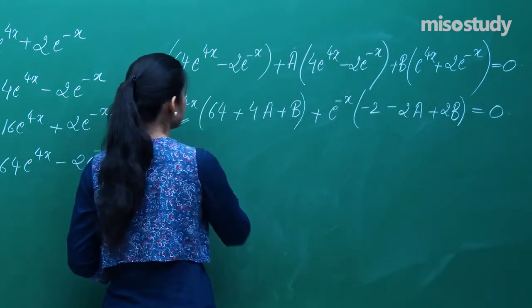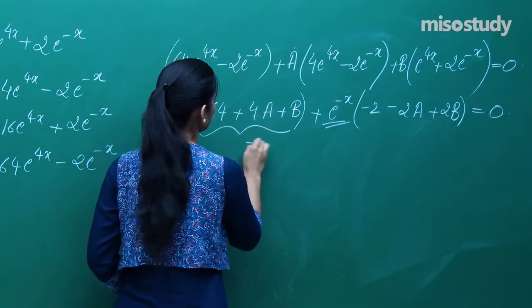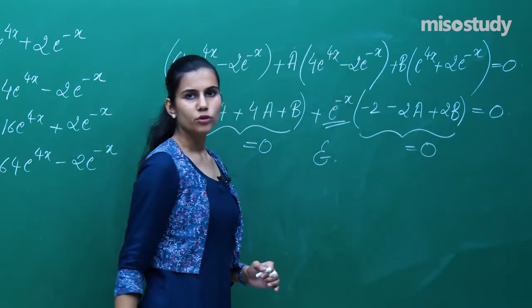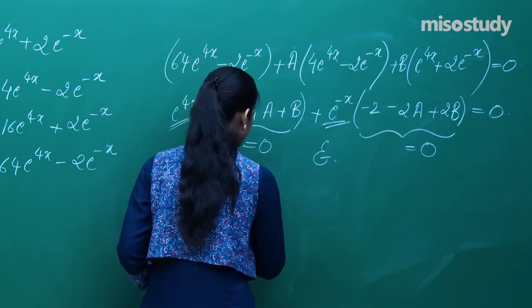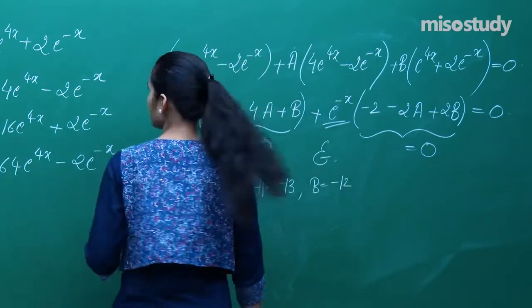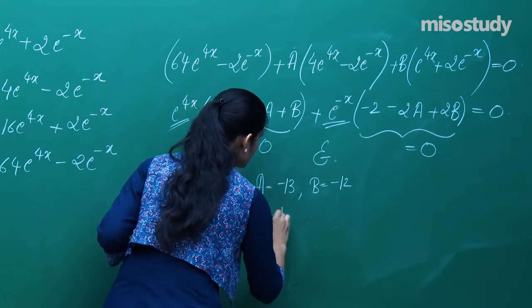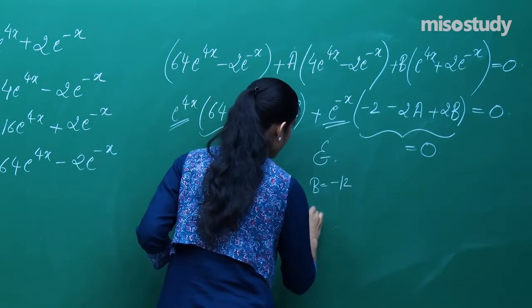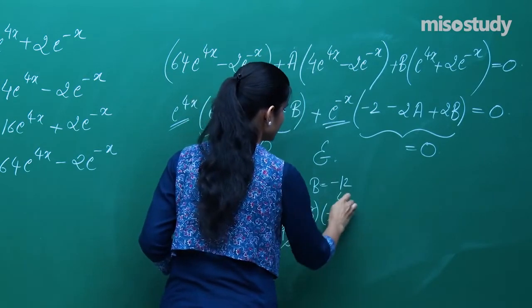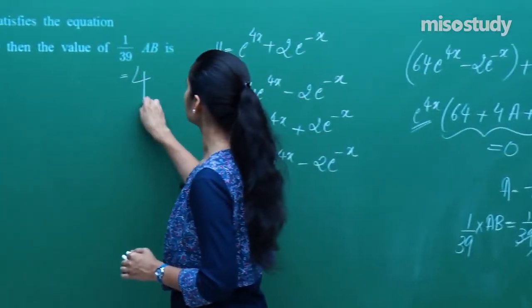Now you know that this is never 0, this is never 0, it's always positive. So for this sum to come out to be 0, this has to be equal to 0 and this has to be equal to 0. When you solve both these equations in a and b, you get a as minus 13 and b as minus 12. You want to compute 1 by 39 times a into b, which is 1 by 39 times minus 13 into minus 12. This is 3, this is 4. Your answer is 4 and the integer associated to this question is 4.